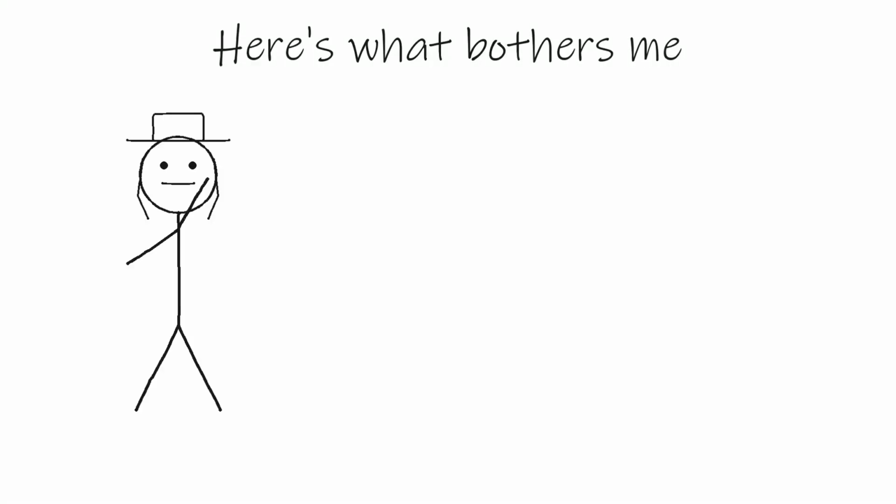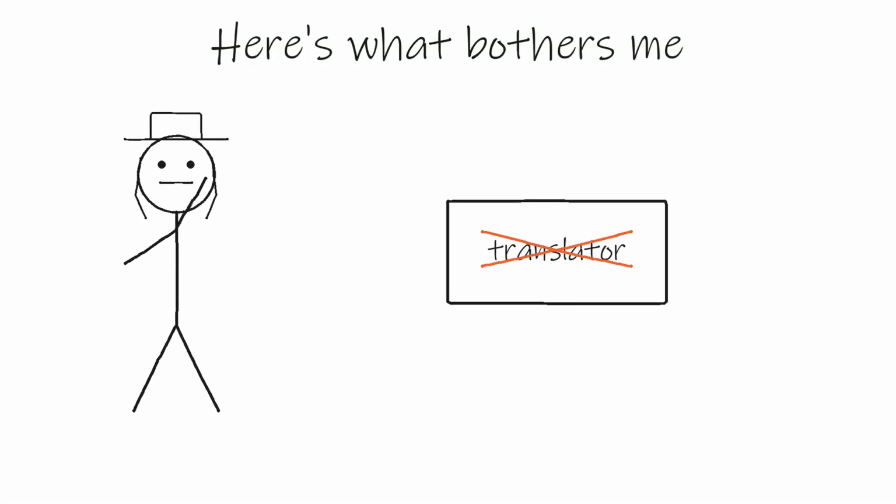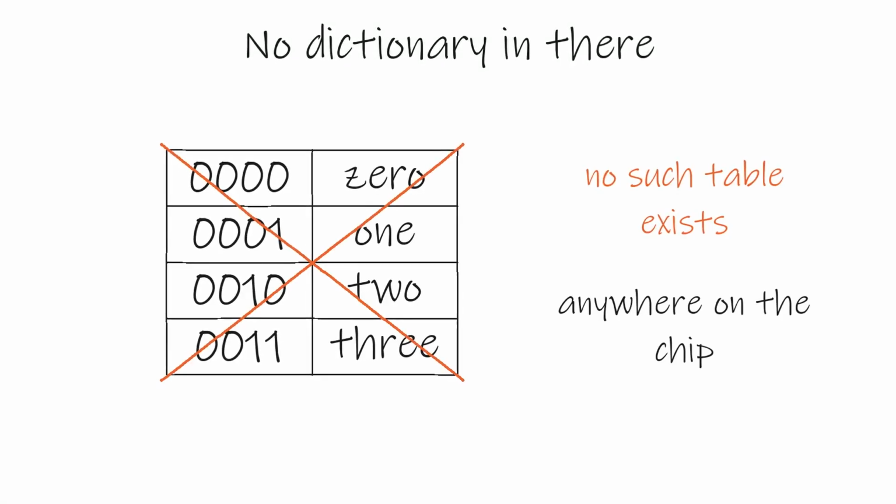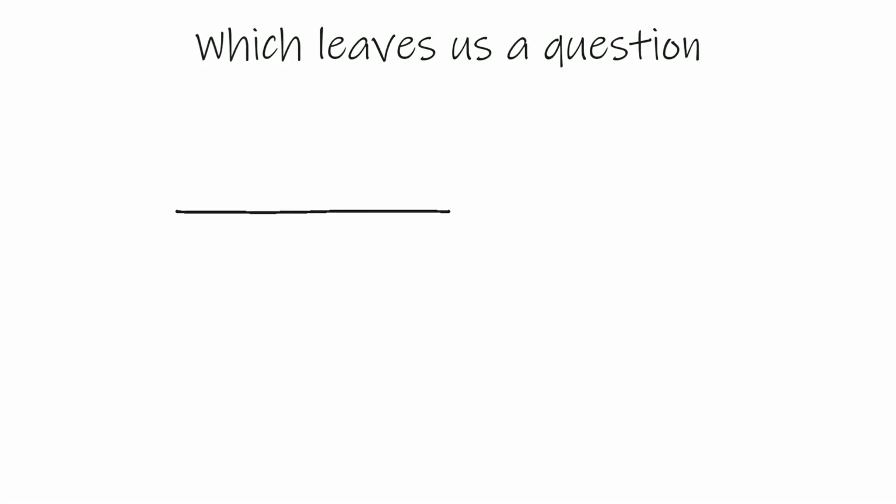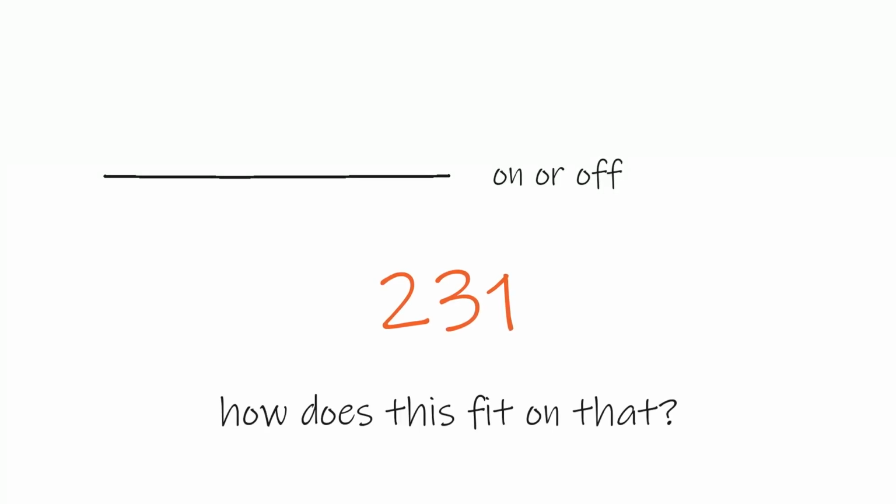Here's what bothers me, and it should bother you. Nothing in that chip translates. There's no dictionary in there. No lookup table between your wires and arithmetic. Which leaves us a question. If a wire is only on or off, how does a wire hold the number 231?